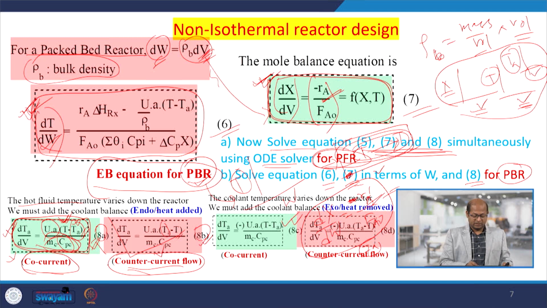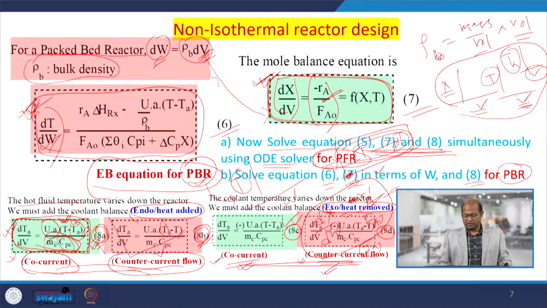Here equations 8a and 8b are for endothermic reactions, where heat would be added, and when the reaction is exothermic, then co-current and counter current, the nature of the flow patterns. There are 4 equations for the coolant: 8a, 8b, 8c and 8d. These 2 are for exothermic reactions, these 2 are for endothermic reactions, and this one is for co-current flow and this one for counter current flow. Depending upon that, there are just sign conventions, minus or plus, and we have to use them accordingly.